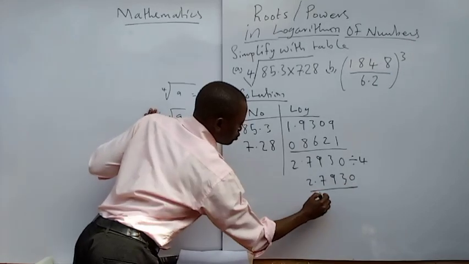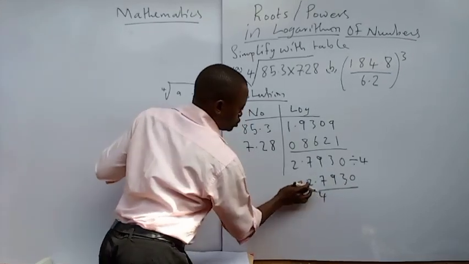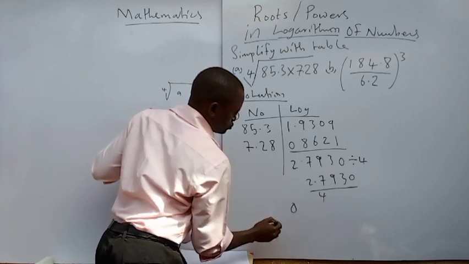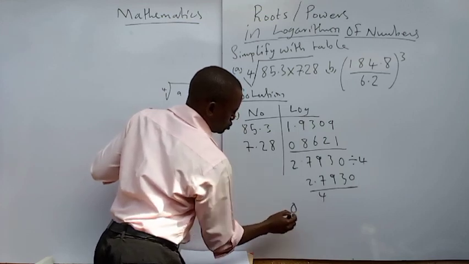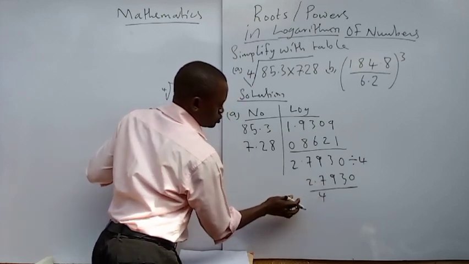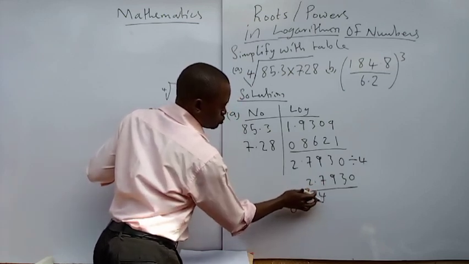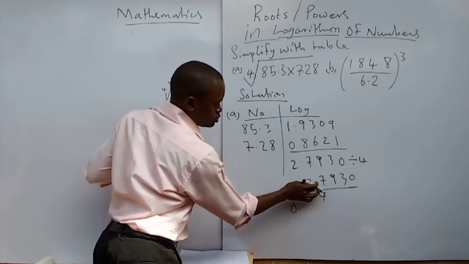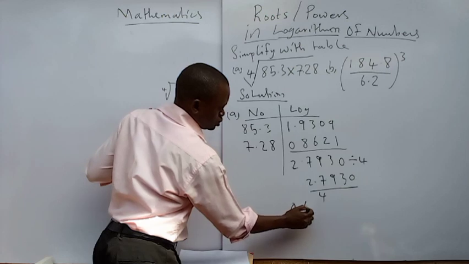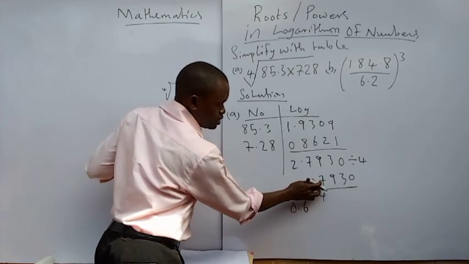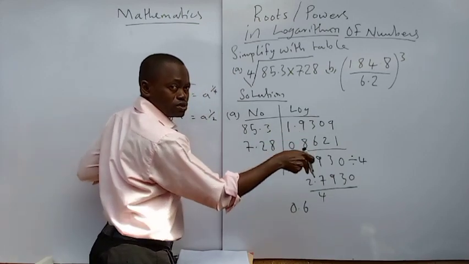2.7930 over 4. 4 into this, not possible. I will write 0. Okay, 2 decimal points. Then 4 will go into 27. Into 27, we have something that 4 can divide. That's 24. 4 can divide 24 and give us 6. But 4 times 6 is 24. So remainder 3, which will add up to make 27.